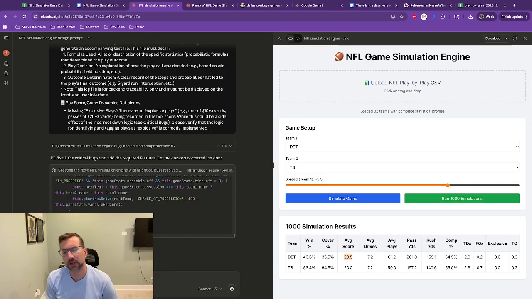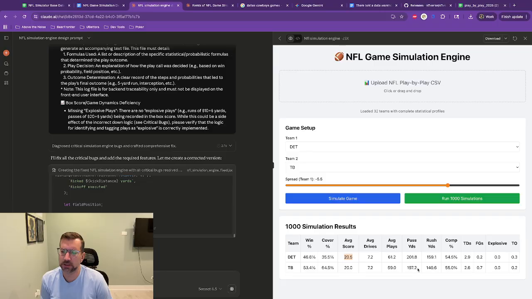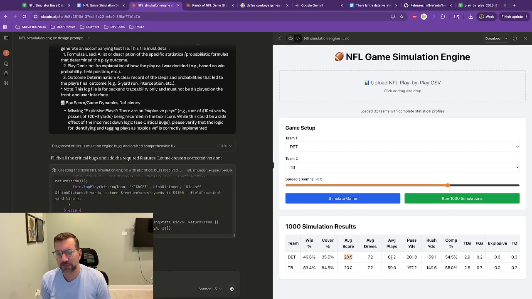Rushing yards are so high. I mean, that should not be the case for Tampa Bay, realistically. Still no explosive plays. Average plays per game, I don't know.